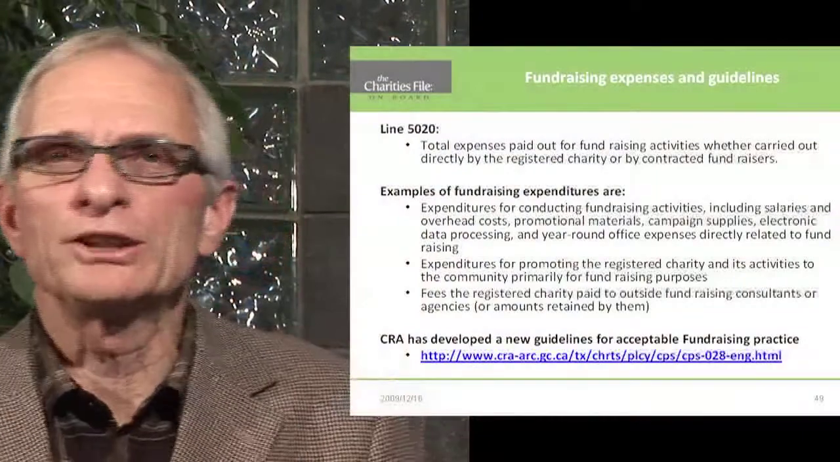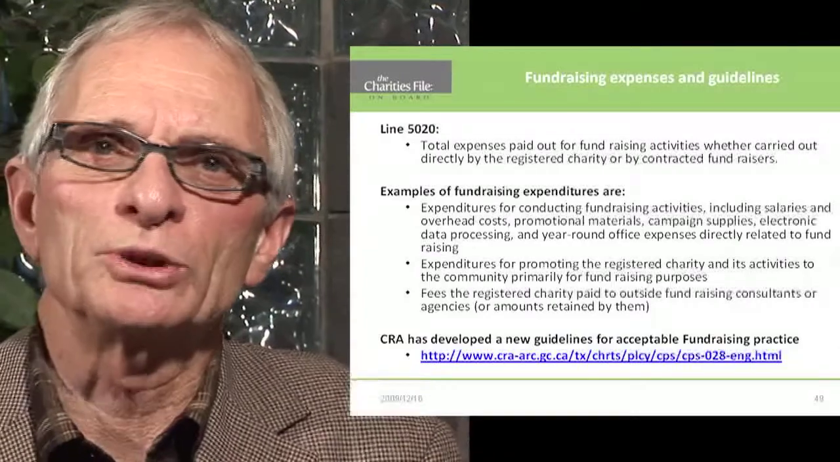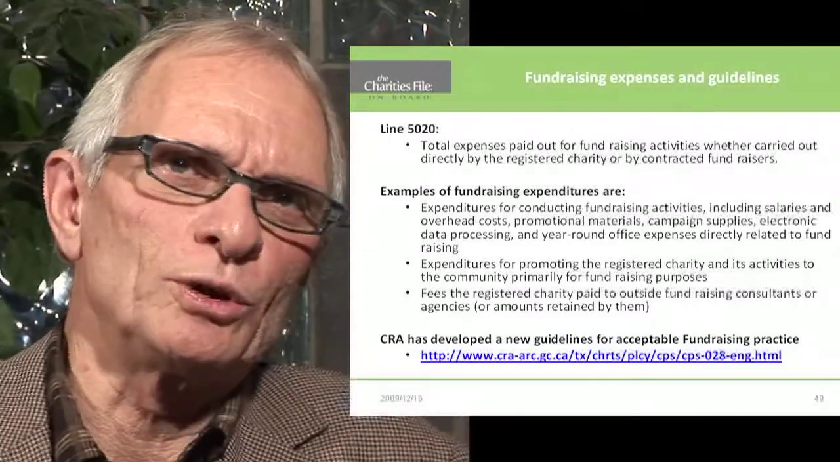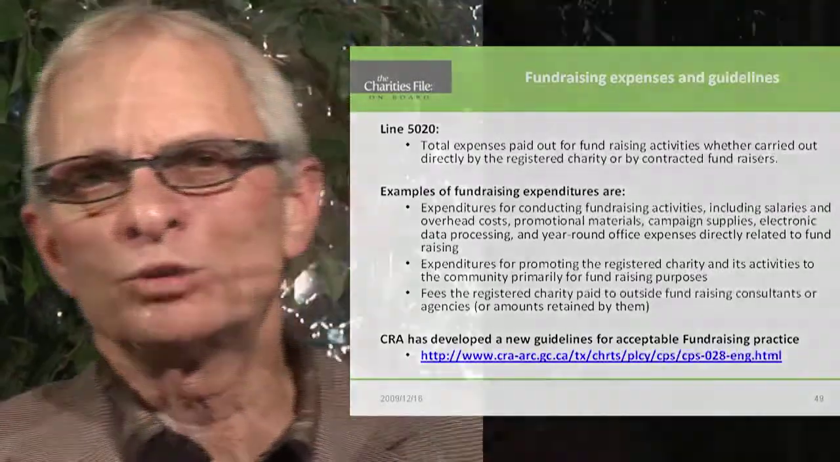CRA expects that this allocation is made in a consistent way and that it's based on a reasonable position in terms of how it's allocated. There's other expenditure categories like fundraising expenses and guidelines, and we'll deal with the fundraising guideline later on that CRA has put together, which will help charities to identify expenditures that occur in this category. And again, it's really important that charities don't have a significant amount of expenditures in this category that overlay the expenditures that they should have in their charitable purposes categories.